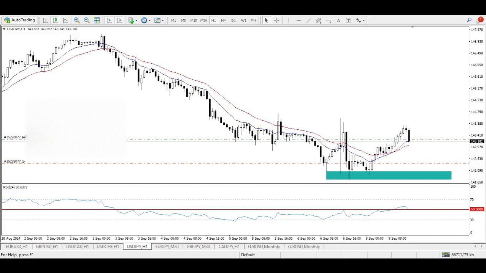Hi fellow traders, I'm making this video to share my USD JPY quick trading plan with you. So I've already taken the sell position when the market went right below this candle's low.